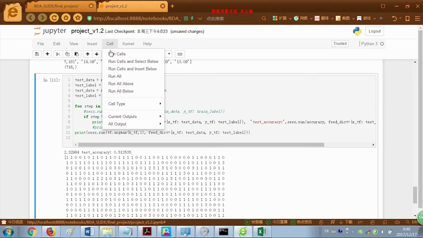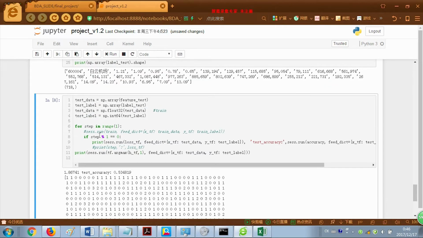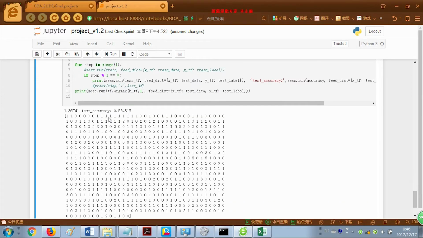Okay, now we could get the test accuracy from our model. You could find that our test accuracy is 0.53. There are 4 types of stock in our data set, so the random accuracy would be 25%, but the accuracy of our model is 0.53.